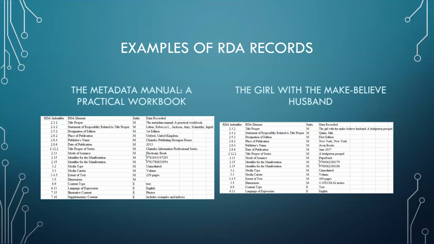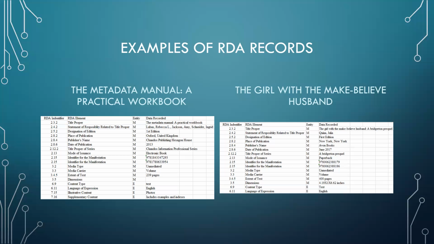It is an ebook. I listed the ISBN number for the ebook and the physical book. It is an unmediated media type. It is a volume. It is 239 pages. Because it's an ebook, I did not get the dimensions. The content type is text. It's in English, and there are photos and illustrations. The book also included examples and indices.